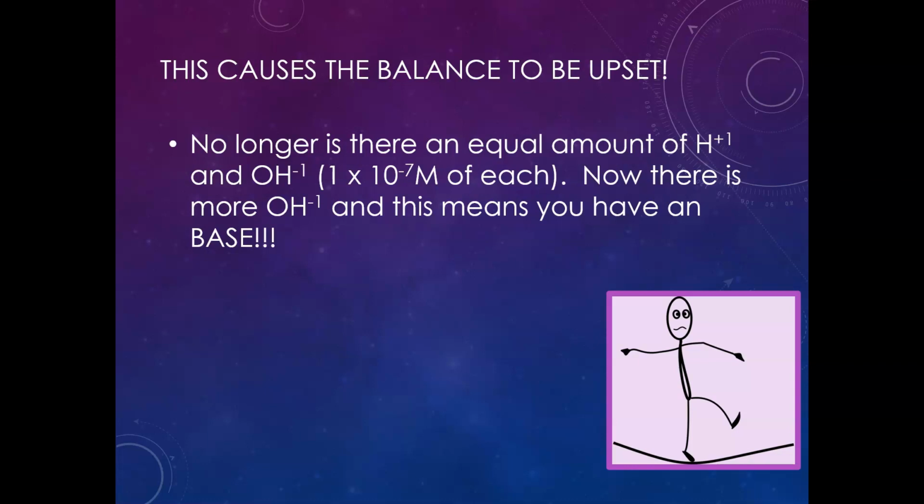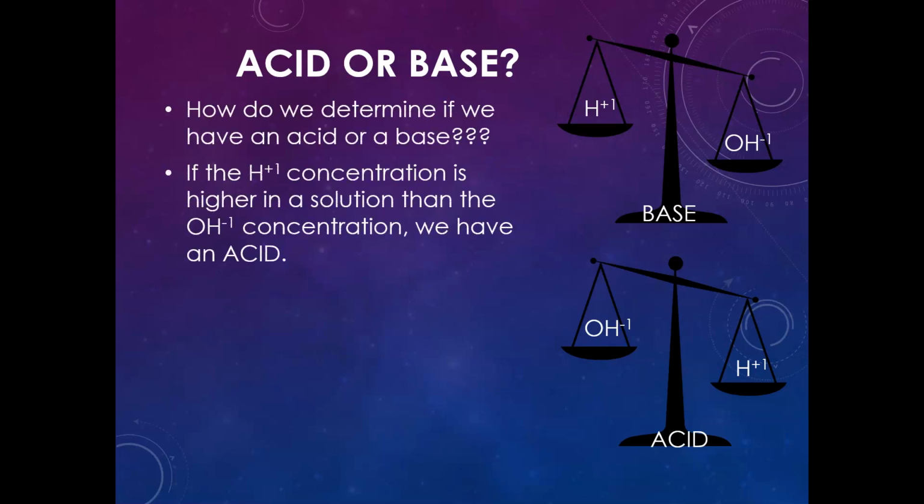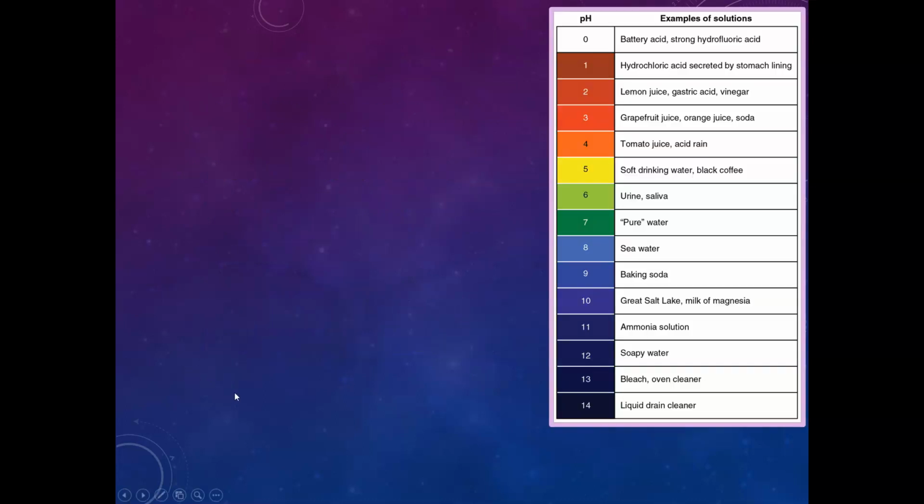So how do we determine: do we have an acid? Do we have a base? Long story short, if our hydrogen concentration is higher than the hydroxide concentration, we're going to have an acid. Vice versa, we're going to have a base. So there is going to be a scale, a metric. How strong is our acid? How strong is our base? And that is what we call the pH scale.